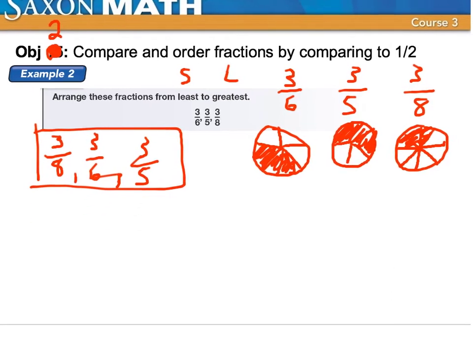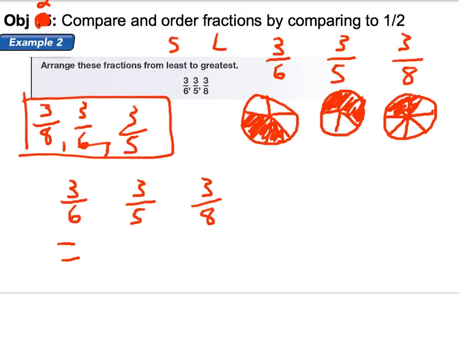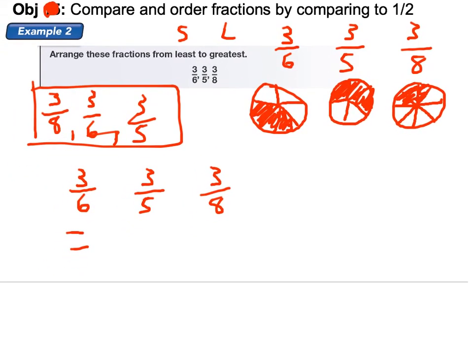Now if we don't want to do this with the picture, you can just tell me how these relate to 1/2. So again I got 3/6, 3/5, and 3/8. Well, right here 3 is exactly half of 6, so this one is equal to 1/2. And this one, right here, 3 is more than half of 5. Half of 5 is 2.5, so 3/5 is greater than 1/2.